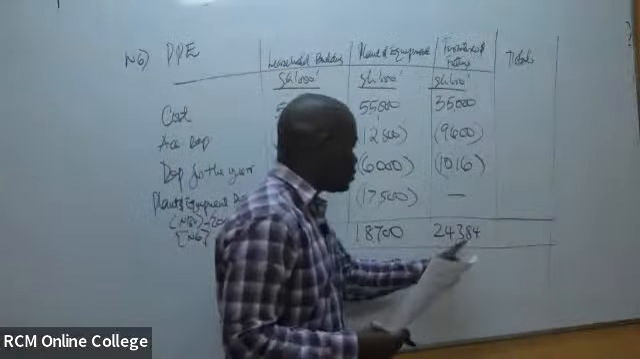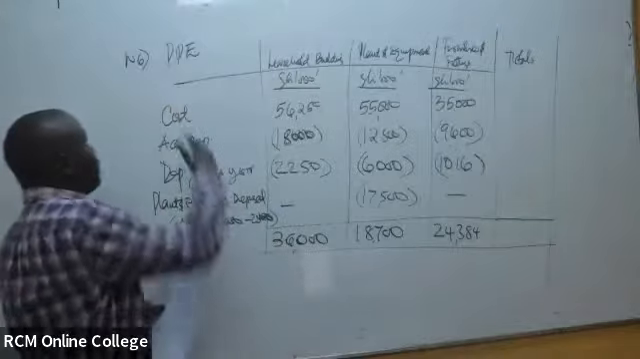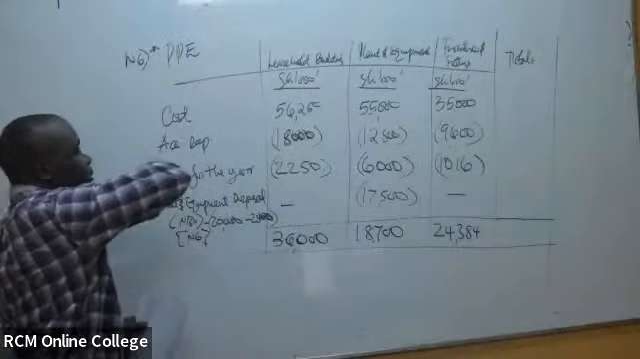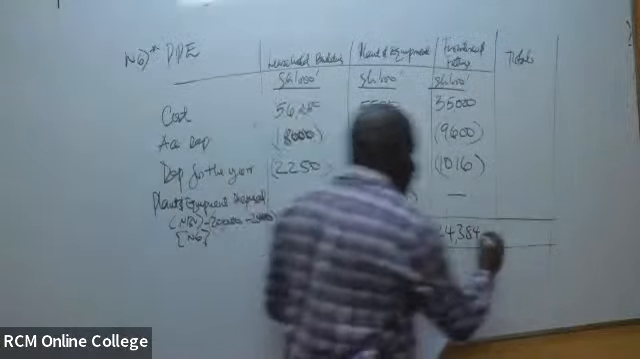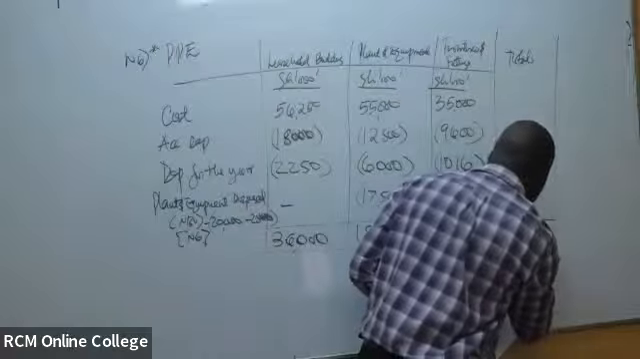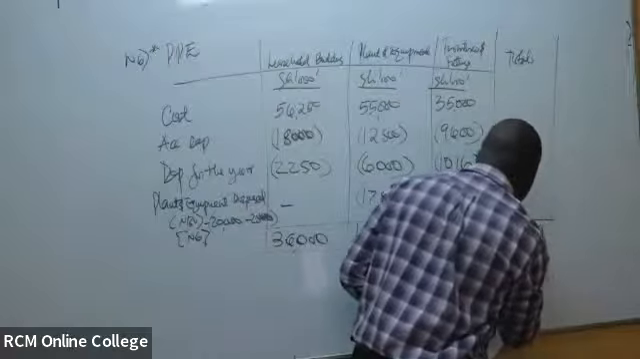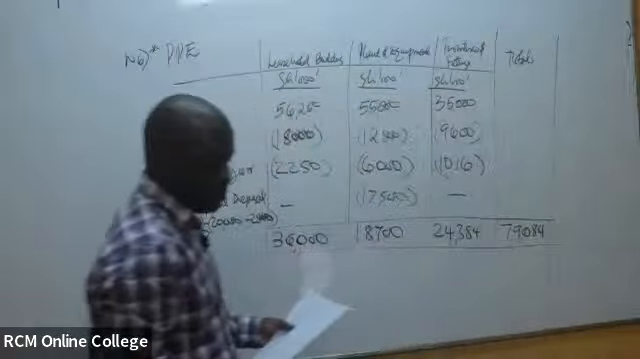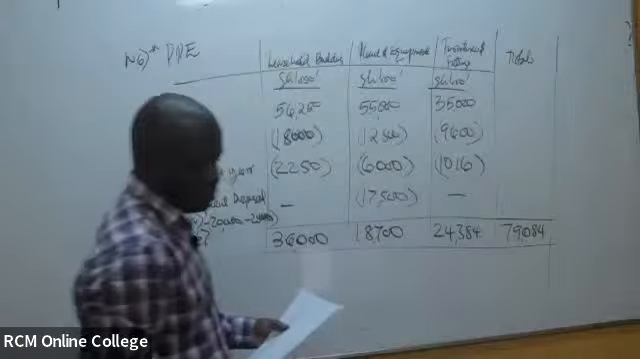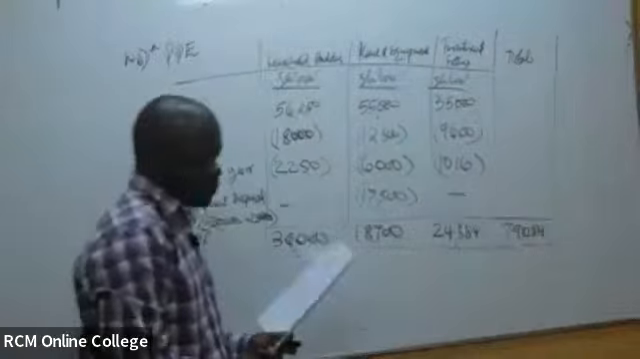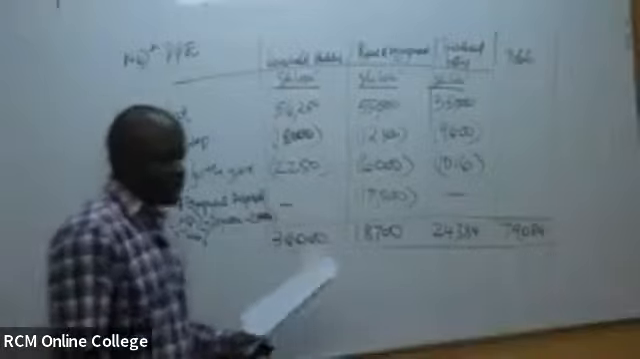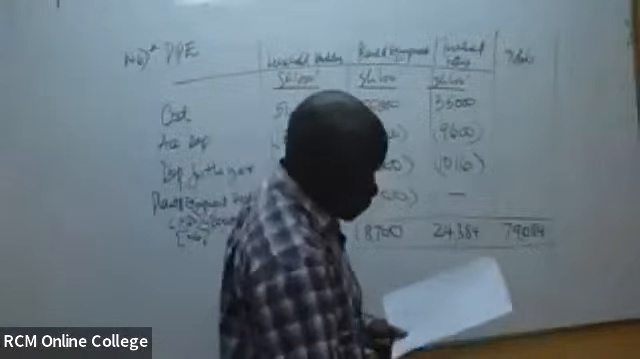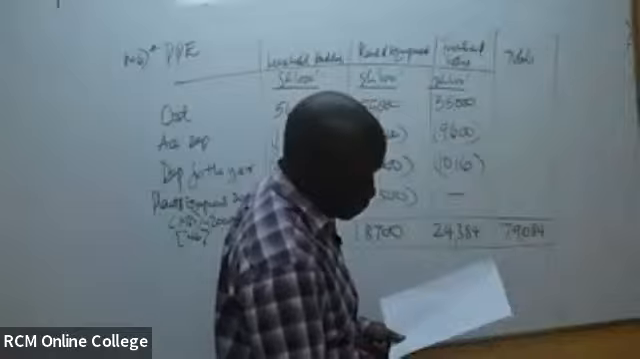36, 18 plus 24. Because that is the figure for the PPE we are going to take into the statement of financial position. It is 79,084. So that is the total PPE that we will take into the statement of financial position. So hope you've been able to copy it. Just copy it very fast. In this case, we look at the statement of financial position.